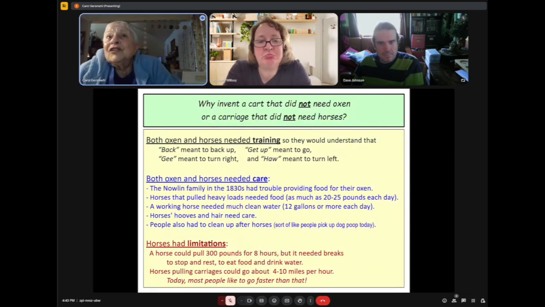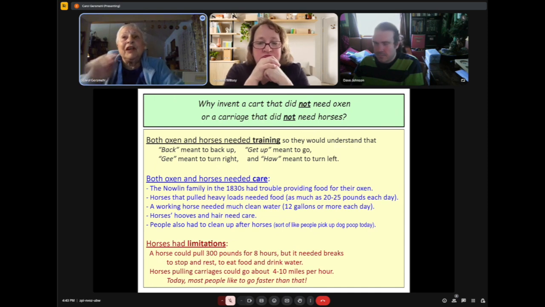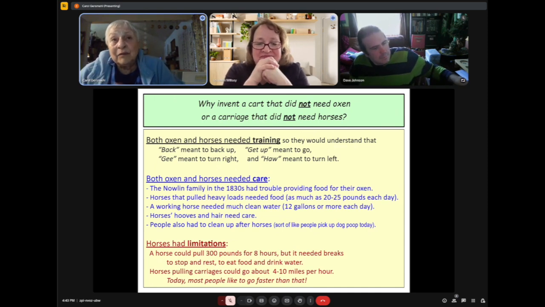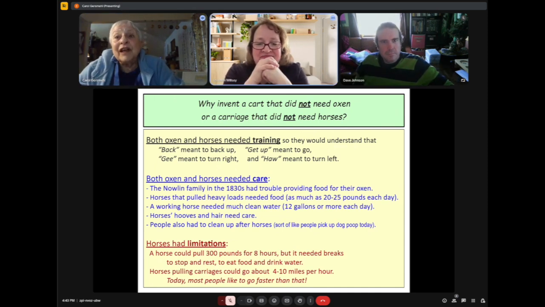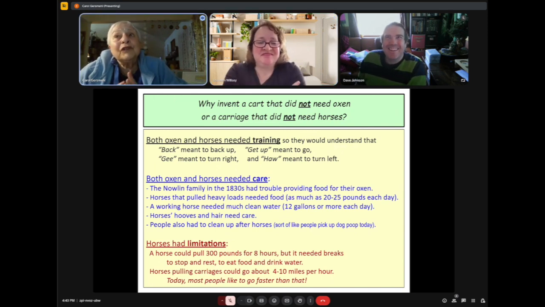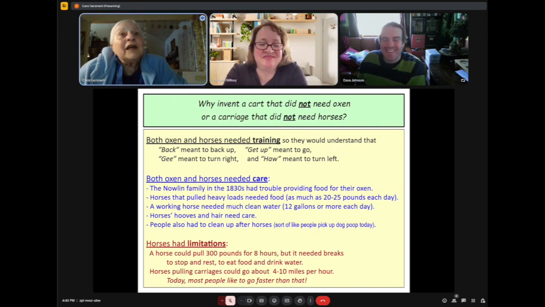Both the oxen and the horses needed to be trained. You just don't press the gas pedal and something goes. You have to tell them with special words that they learned. Get up means to go. And if you want to turn left, you don't turn on your blinker. You have to say haw in order that the team of horses who have learned will turn left.